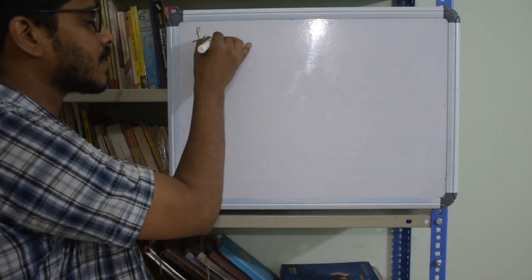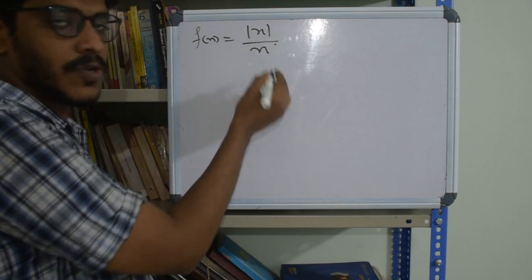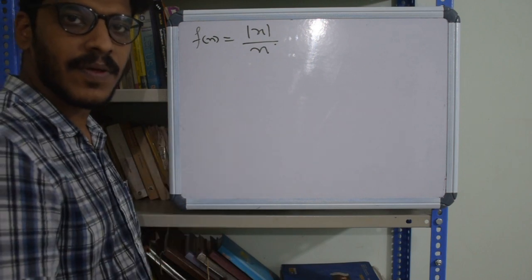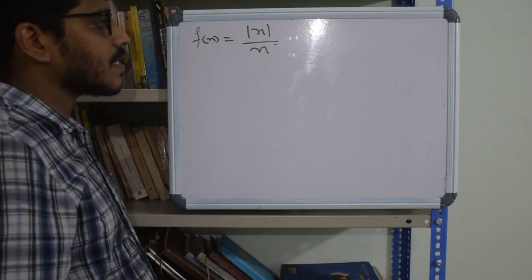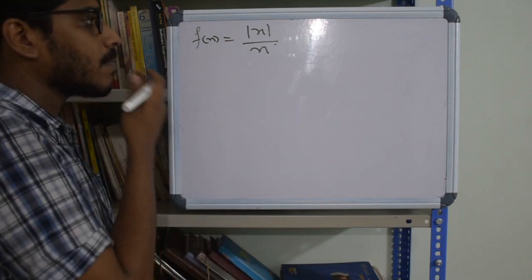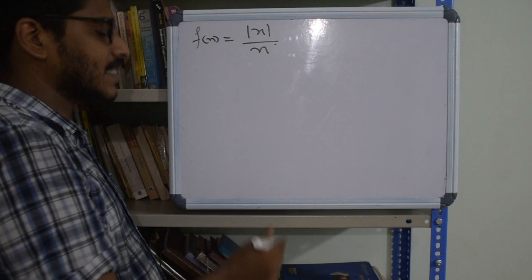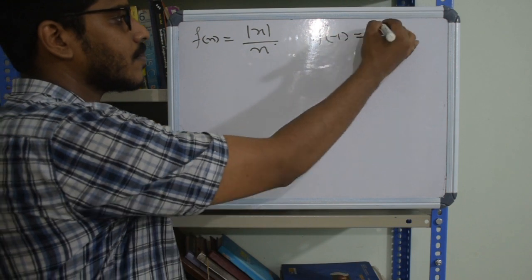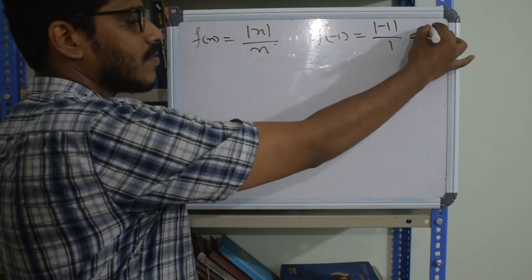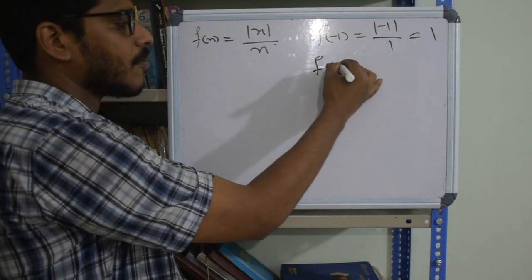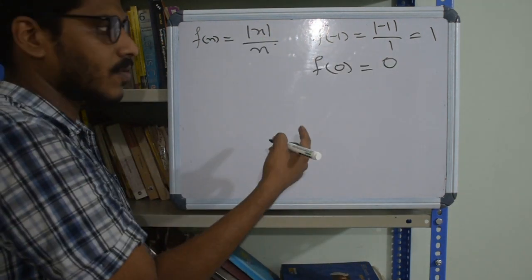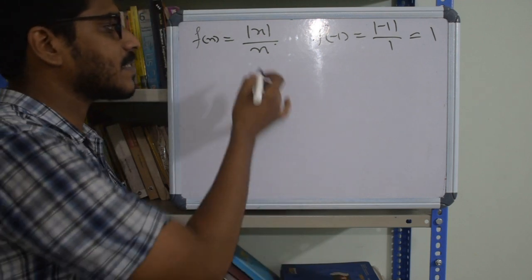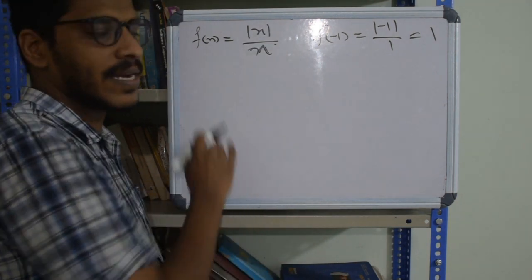Consider the function f of x equal to mod x by x. So you know what is mod x? The absolute value function which makes everything positive or 0. So how will the values of this function be? What if x equal to minus 1? Then f of minus 1 equal to mod minus 1 by 1, which is 1. So what is f of 0? Mod 0 by 0. Oh no, the function is not defined at 0, since we'll be having a denominator of 0.